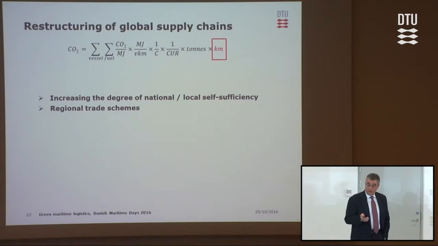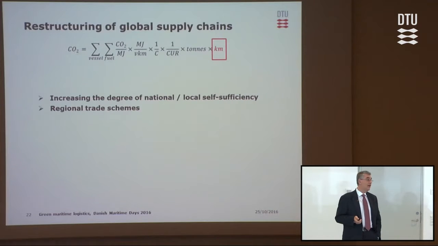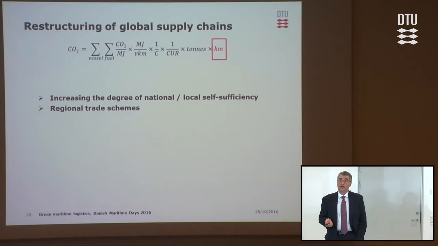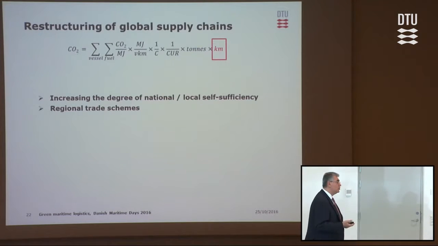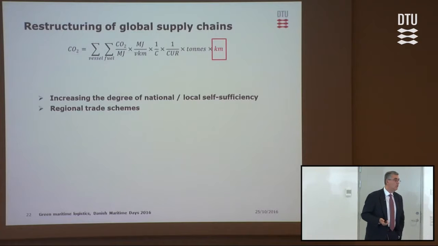And then when we are talking about minimizing distances, we are talking about restructuring the supply chains. And what you have in mind here is regional trade schemes, or moving production closer to the market, which is the opposite of globalization.